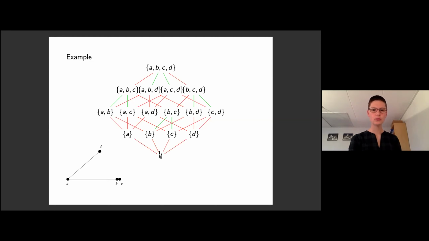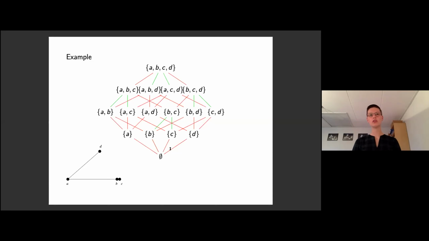And also you see, for example, that BC are parallel points. So B and C are independent, but BC is dependent. So if I go from B to BC, the rank stays the same. So this is a green cover. And if I go from CD to BCD, also the rank stays the same because I'm only adding B, which is not really doing something for the rank. And so this also is green. Most of the others are red because the rank is going up.